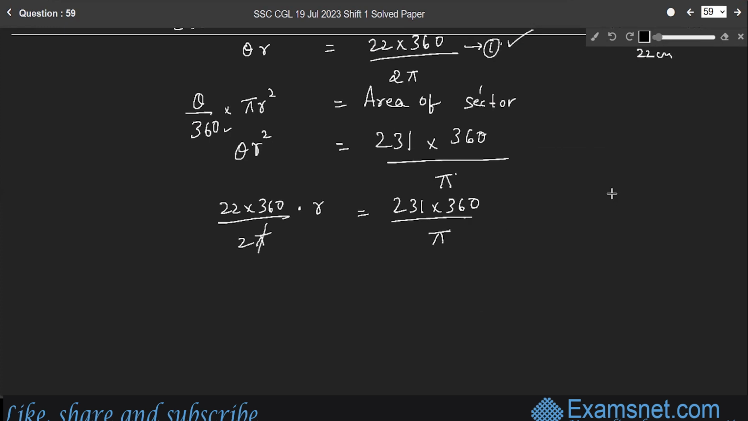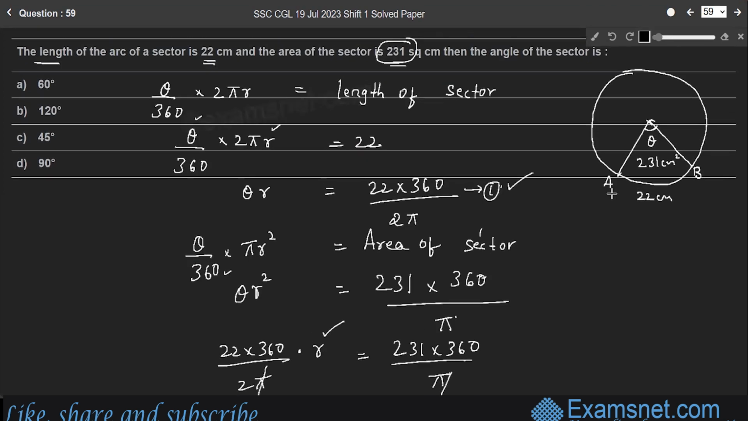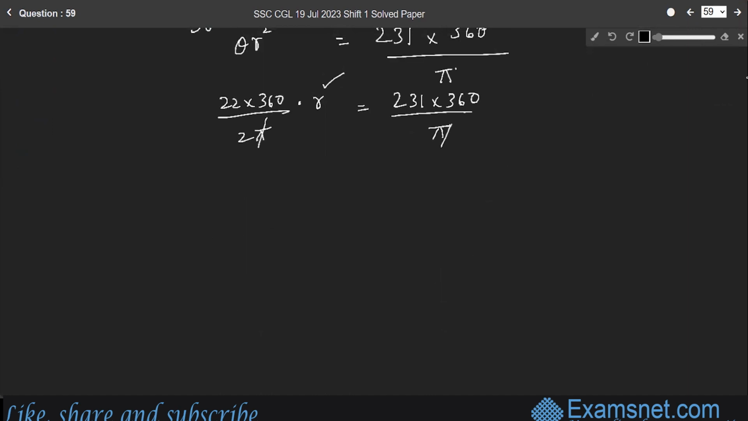So here students, we can cancel pi and pi. Right. First, let us find the value of the radius. Then if you substitute the value of the radius in equation 1, we will get the angle theta, the sector angle. So let us find the radius of the circle first. Right. So both are the same radius. So 2 into 11 is 22. So we have radius is equal to 231 by 11 into 360, so you can cancel 360 and 360. So 11 into 2 is 22, 11 into 21. So the radius of the circle is 21 centimeter.